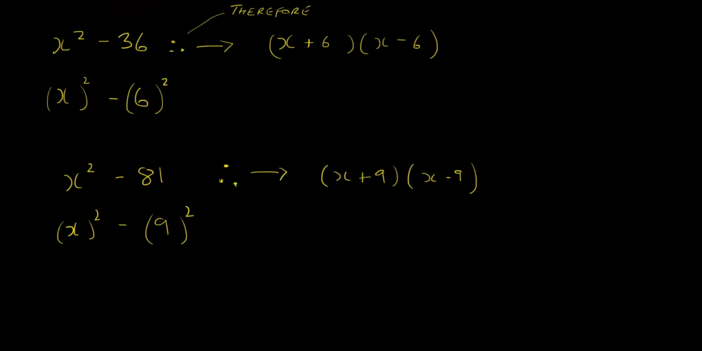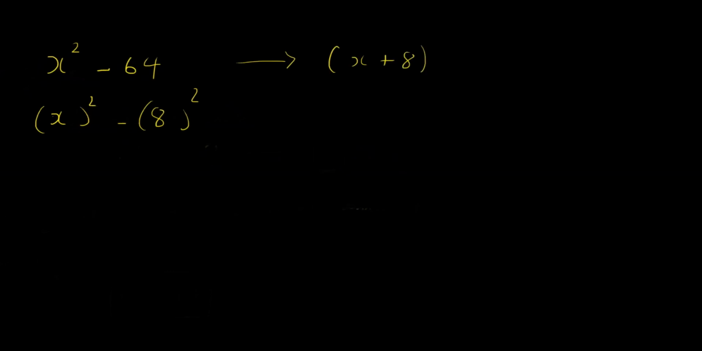Let's do another one because I think we need to go through a few more examples before we can say we definitely get this. X squared minus 64. Can I please have the squares? X and 8. I'm going to express this. Numbers, please. X plus 8, x minus 8. Perfect. Next one.